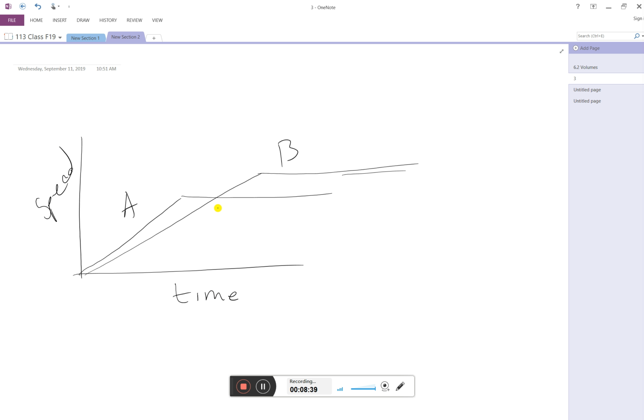So talk to your neighbor. Well, let me put some values on here. Let's say this is 1, 2, 3, 4, 5, 6, 7, 8, 9, 10. So talk to your neighbor. At what time does B catch up to A? So go ahead.